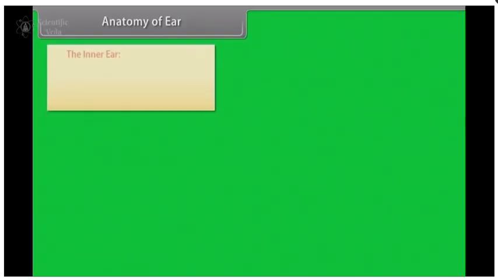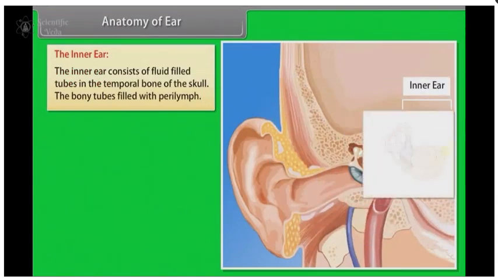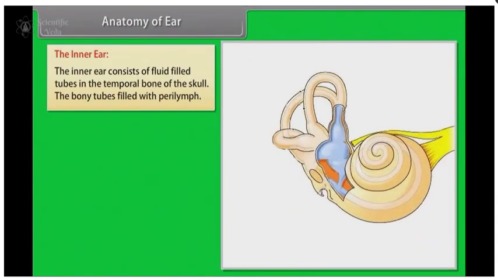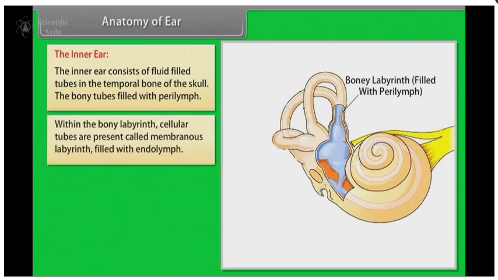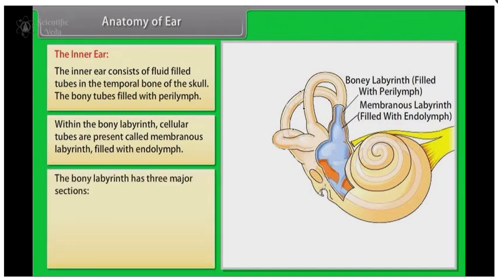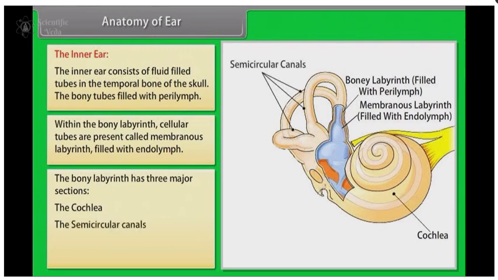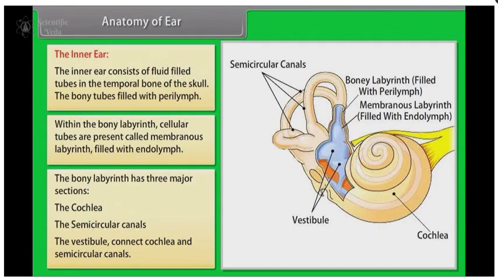Anatomy of the ear. The inner ear. The inner ear consists of fluid-filled tubes in the temporal bone of the skull. The bony tubes are filled with perilymph. Within the bony labyrinth, cellular tubes are present, called the membranous labyrinth, filled with endolymph. The bony labyrinth has three major sections: the cochlea, the semicircular canals, and the vestibule connected to the cochlea and semicircular canals.